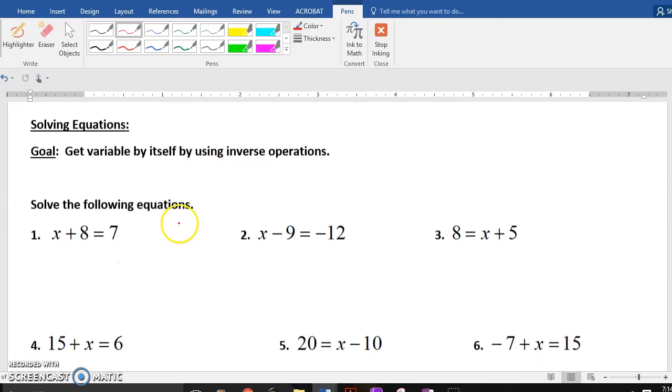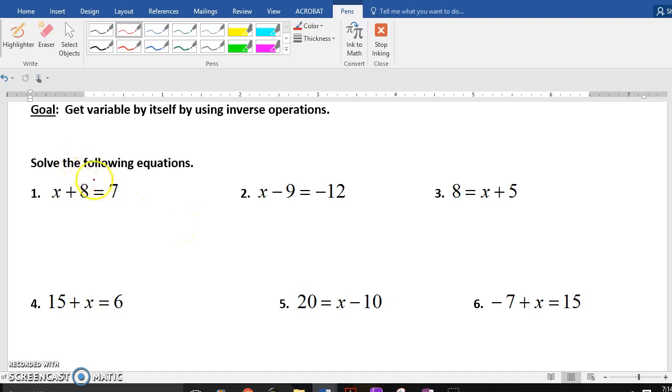Okay? So when we solve these equations, we look at how is 8 linked to x? Well, when we say this, we say x plus 8. So to get rid of 8, we use the inverse operation. Well, what's the inverse operation of addition? Subtraction, right? So I'm going to subtract 8 from this side. And then whatever I do to one side, I have to do to the other side. So I'm going to subtract 8 over here.